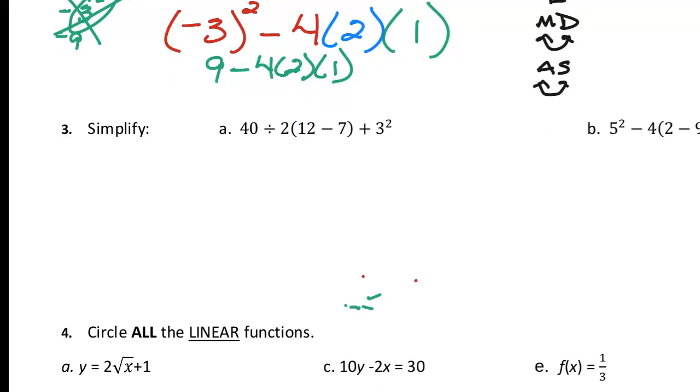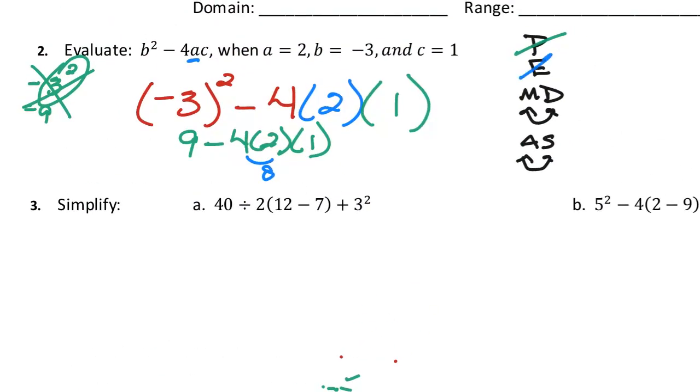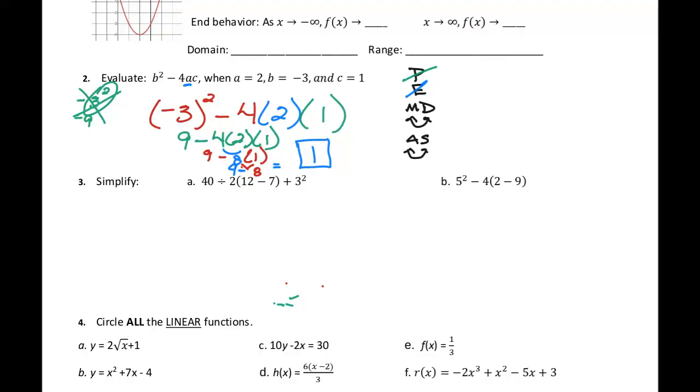Then at this point, you would do the 4 times 2, which is 8, because that's multiplication. We did the exponent, that's multiplication. So we would leave the 1 here, we put the 9 here, and next we would do the multiplication again. 8 times 1 is 8. Put the 9 in front. 9 minus 8 is equal to 1. So the correct answer there is 1.